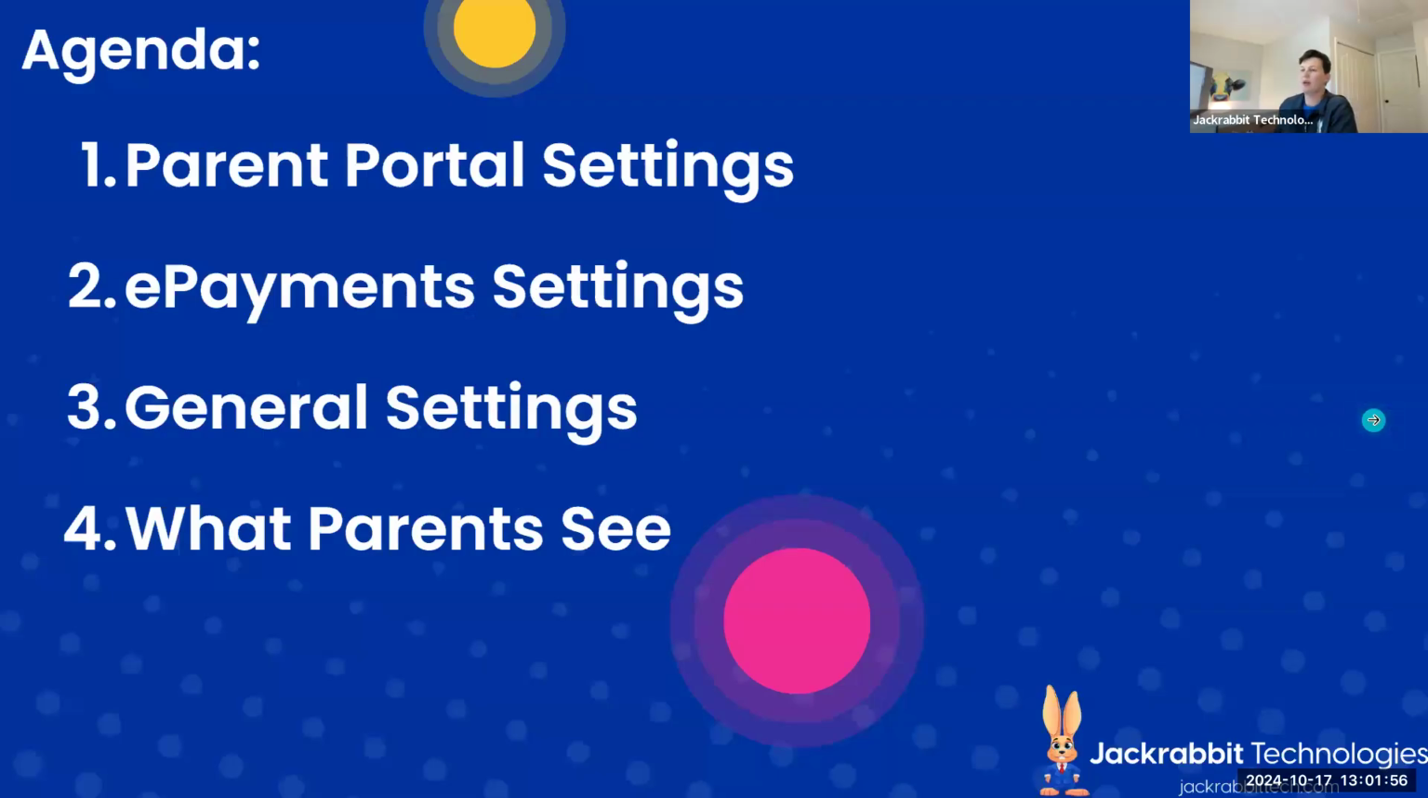So let's go ahead and take a look at what we're going to be going through today. When it comes to the parent portal, it is all about settings. There are specific parent portal settings, there are e-payment settings, and then there are general settings that go along with the parent portal. And then the very last thing that we're going to cover is what the parents see. I'm going to log in as a test parent account in the Jackrabbit account that I'm in today, and we will take a look at what the parents see. Other than that, let's go ahead and get started.